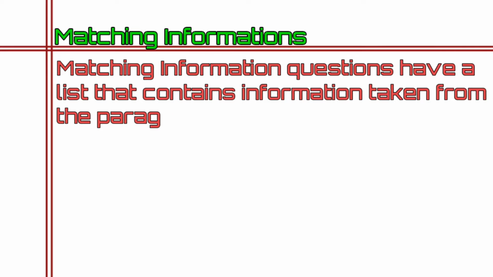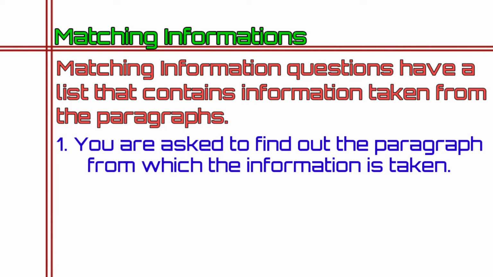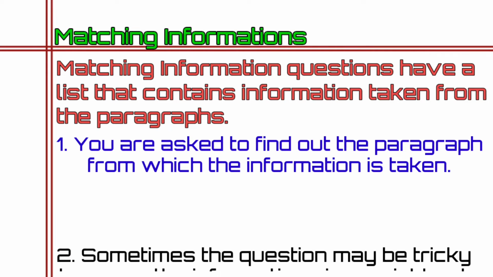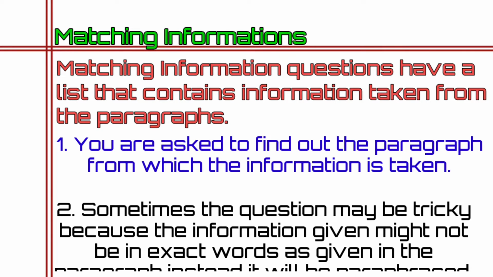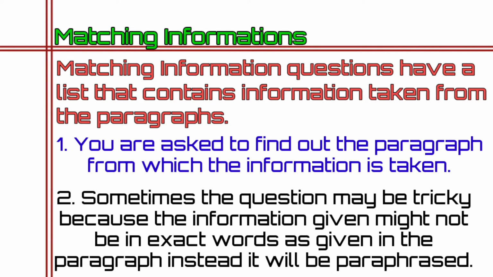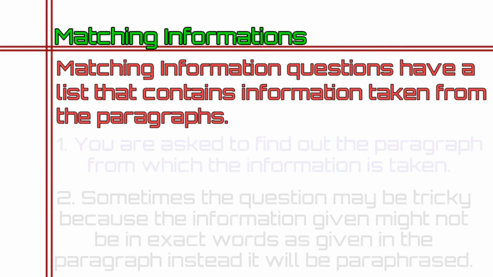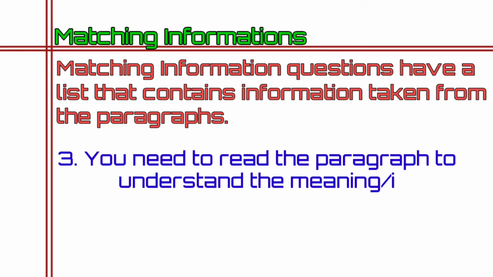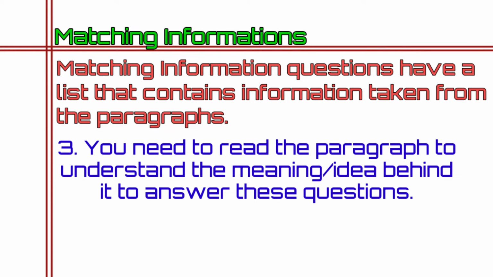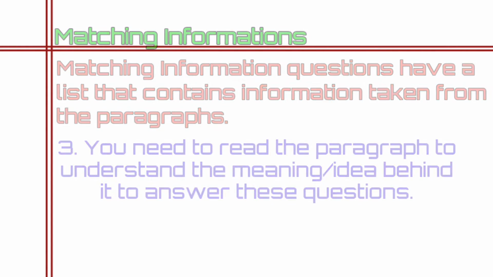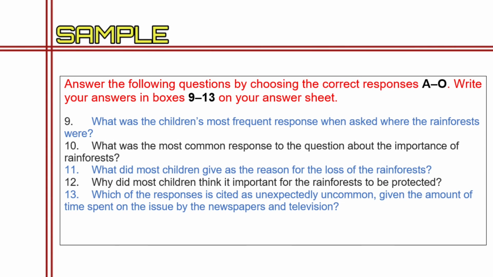Secondly, matching information. Matching information questions have a list that contains information taken from the paragraphs. You are asked to find out the paragraph from which the information is taken. Sometimes the question may be tricky because the information given might not be in exact words as given in the paragraph, instead it will be paraphrased. So you need to read the paragraph to understand the meaning or idea behind it to answer these questions. Here is a sample matching information question.